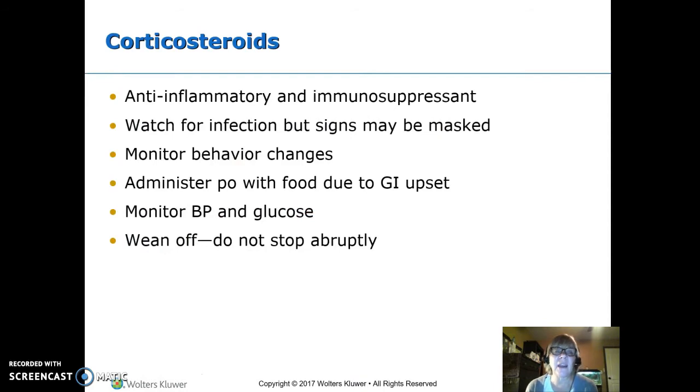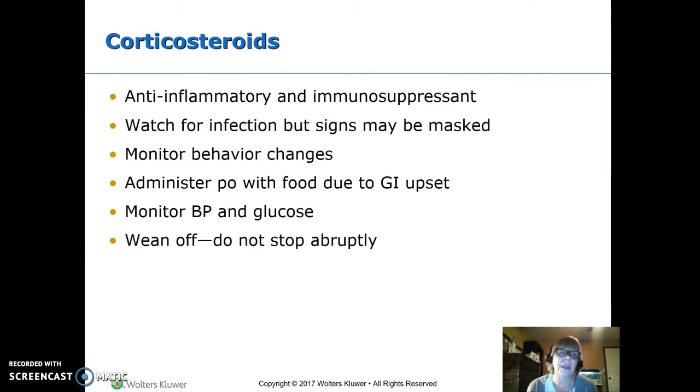Corticosteroids, these are anti-inflammatories, right? But they're also immunosuppressants. So if we suppress your immune system, we've got to watch for an infection. The problem is, because your immune system's suppressed, you're not going to get as big of a response as you do when your immune system's working well. So we can kind of mask or minimize the immune response.